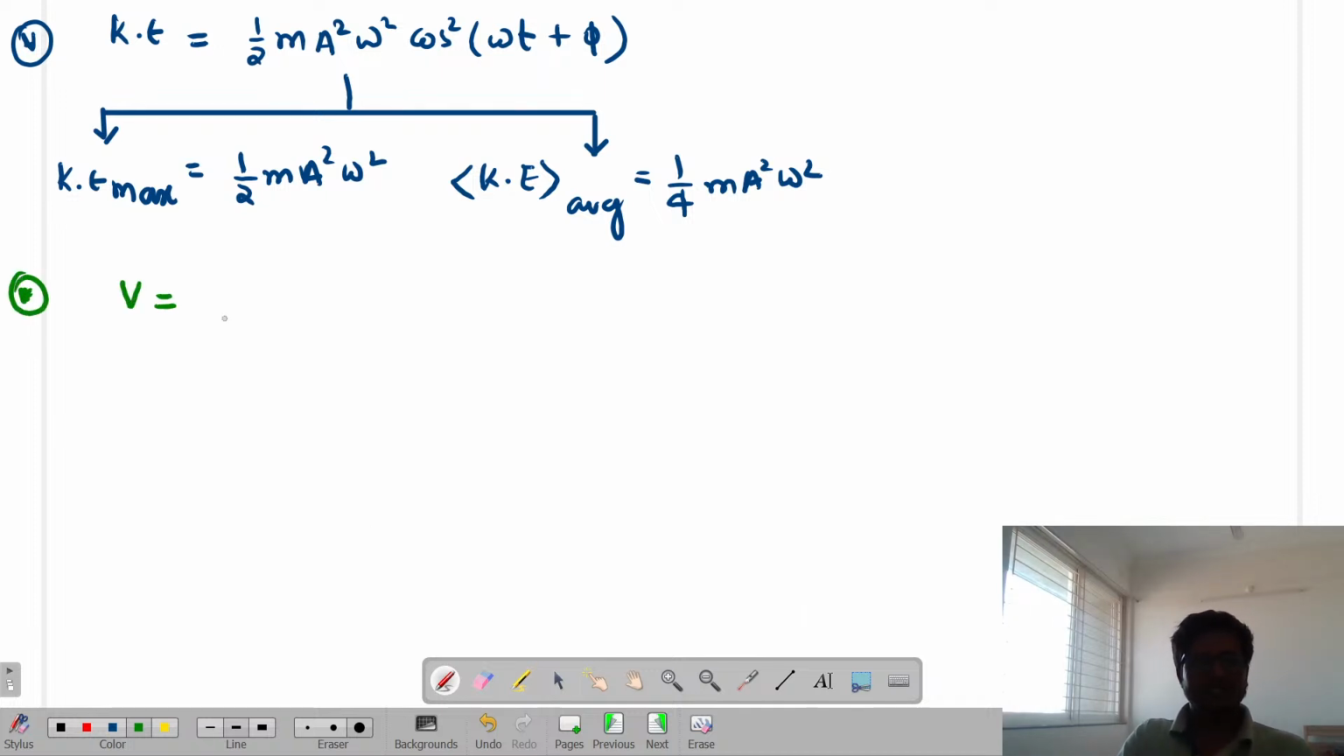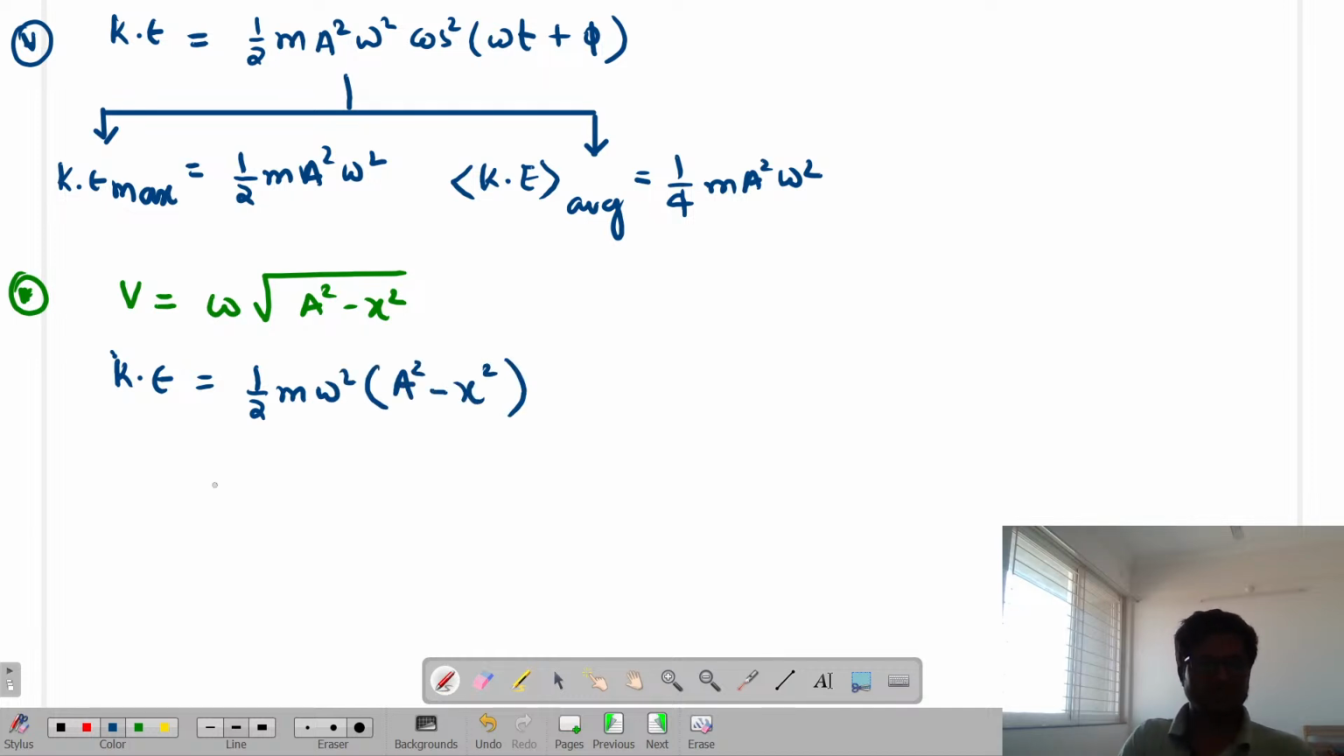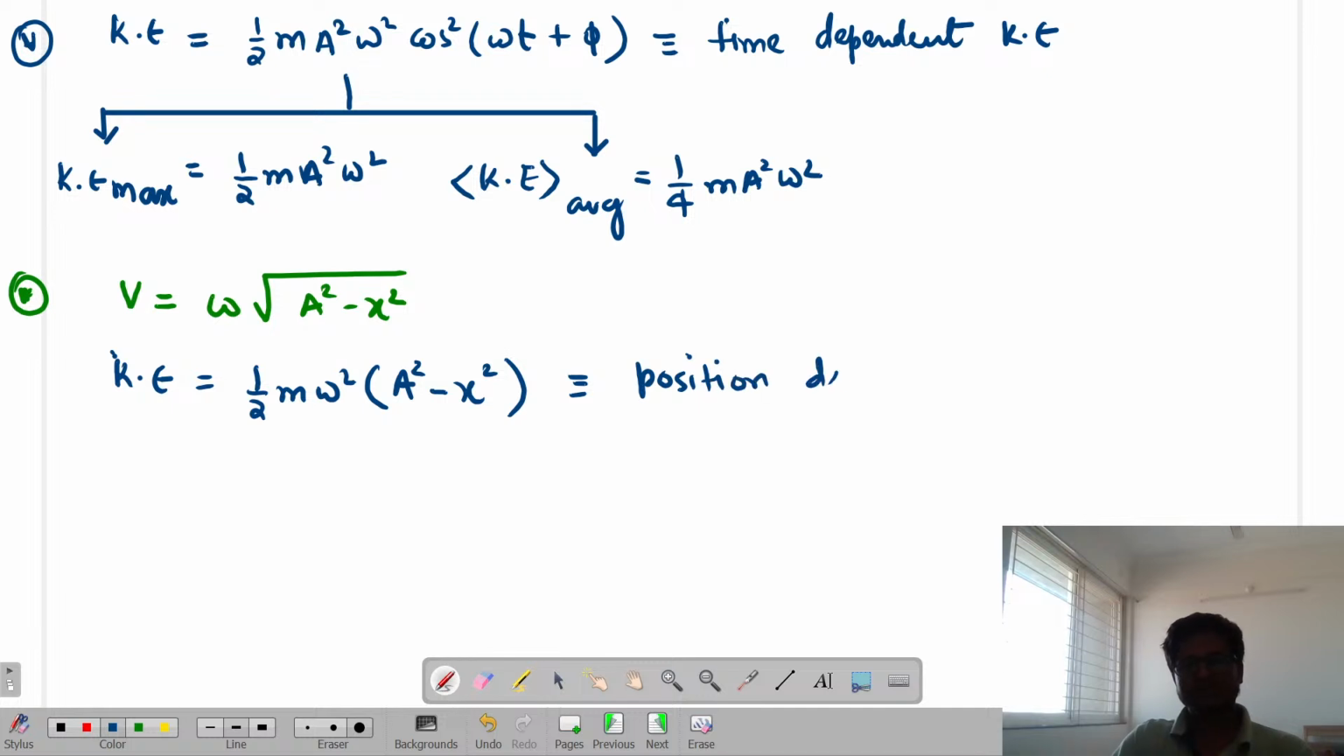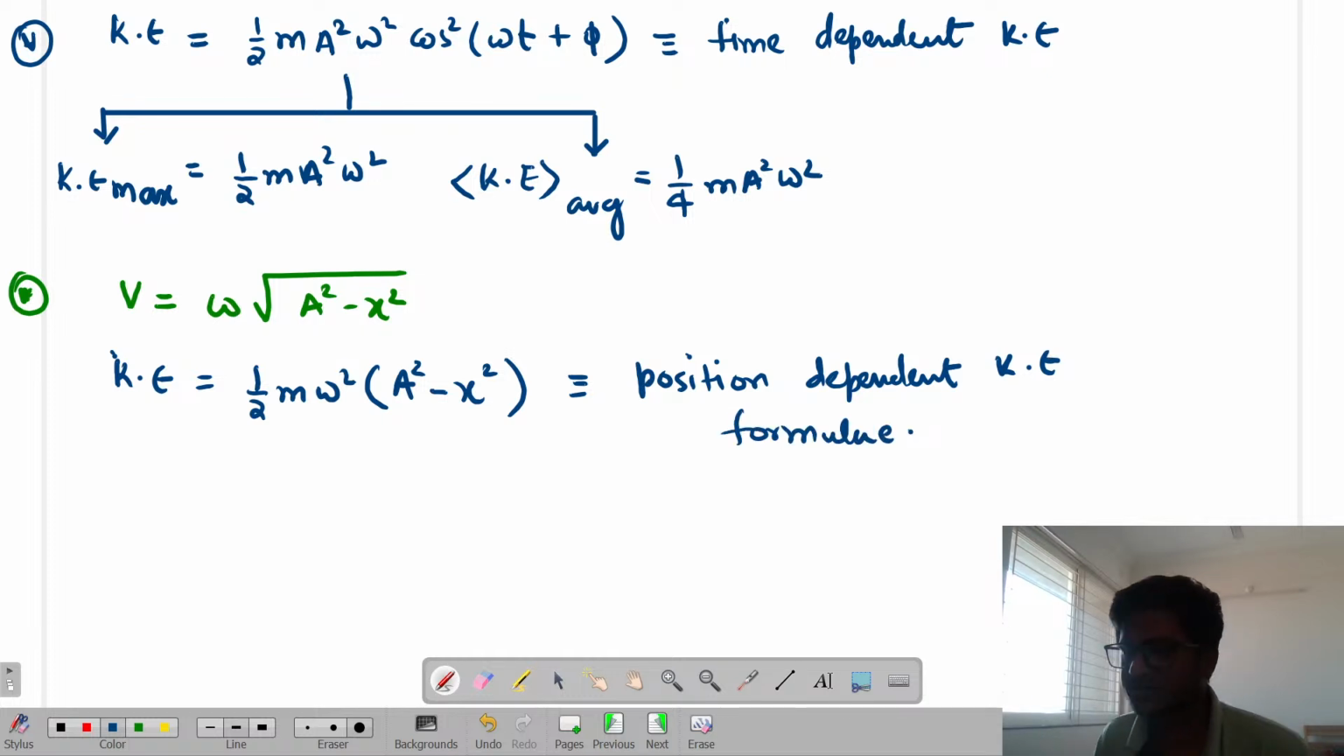Now, as you look at the velocity equation, velocity in terms of amplitude is also written as omega root under a square minus x square. Such a term exists, right? So kinetic energy has a second formula, which is given as half m omega square, and if this is a square minus x square, so it will become a square minus x square. So this is my time dependent kinetic energy, and this is my position dependent kinetic energy formula. Is that clear or not? Did you understand what I said or not?